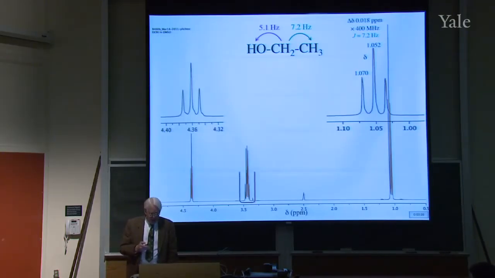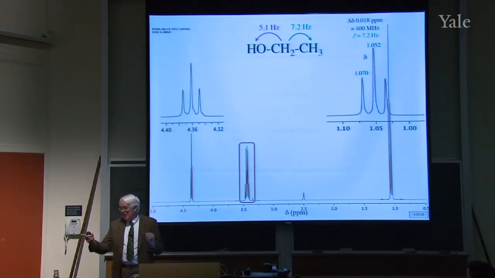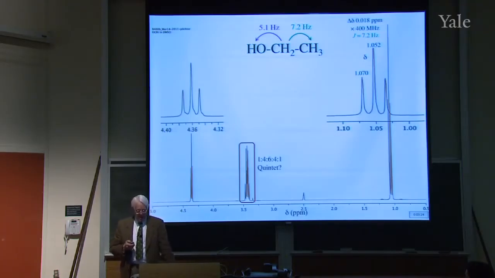Okay, now what's this thing here? What's that due to? Matt? The protons on the CH2. So that's the CH2, and what's it split by? The H on the OH, and the H on the CH3. So how many H's altogether? 4. And what do you expect the intensity to be? 1, 4, 6, 4, 1. So let's blow it up. Okay, is it a 1, 4, 6, 4, 1 quintet?